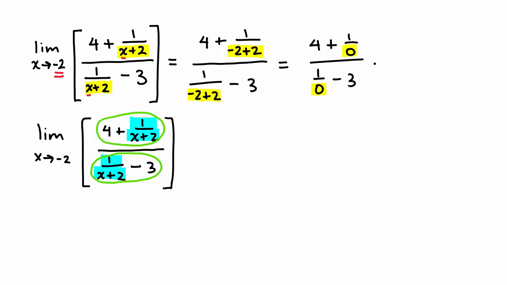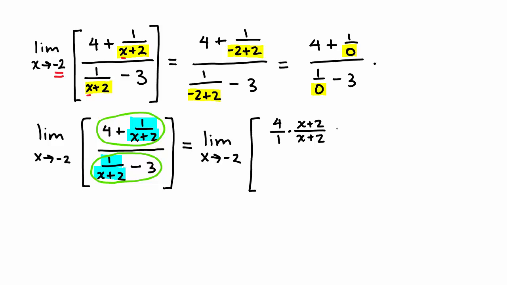So what we need to do is create common denominators. That'll be the first step. So I'm going to create common denominators in the top and the bottom. For example, this 4 can be written as 4 over 1, and I could certainly multiply the top and the bottom by x plus 2.